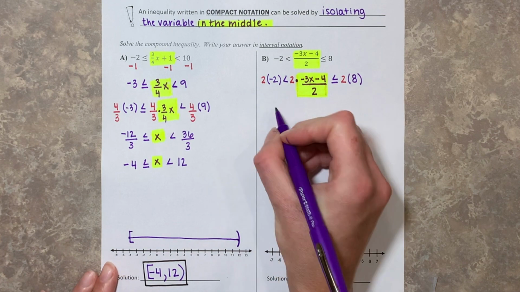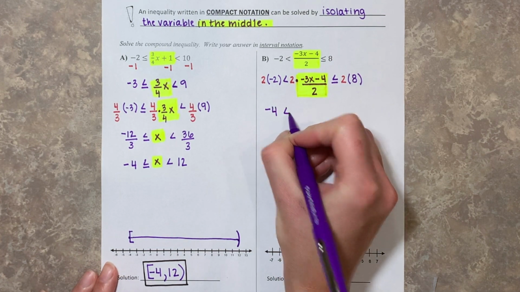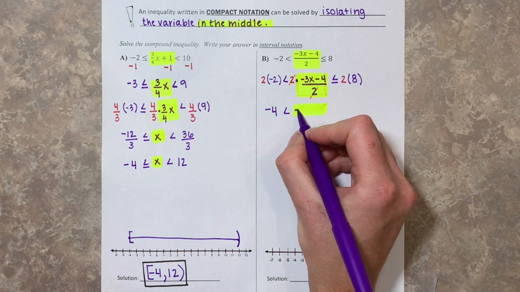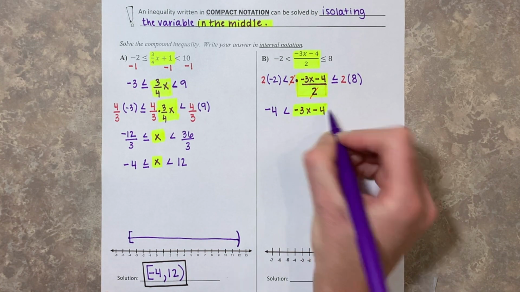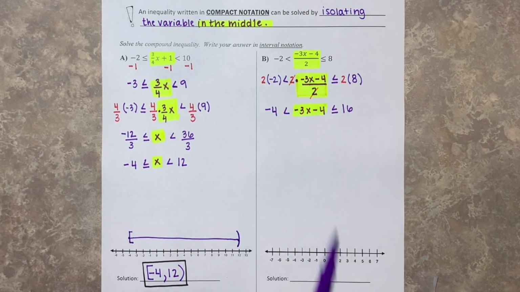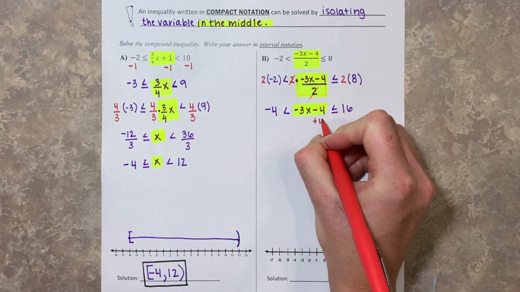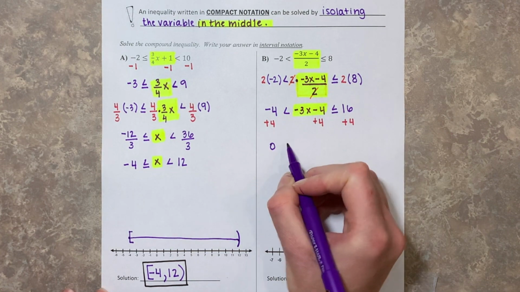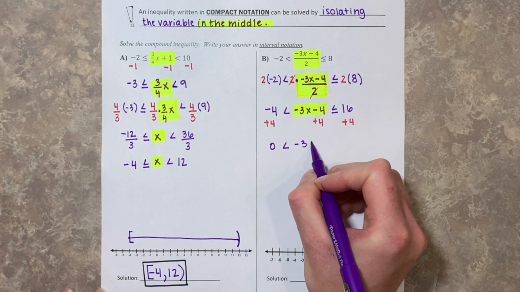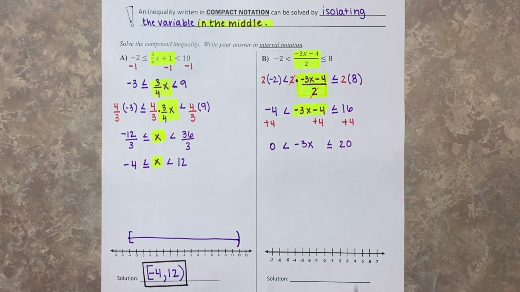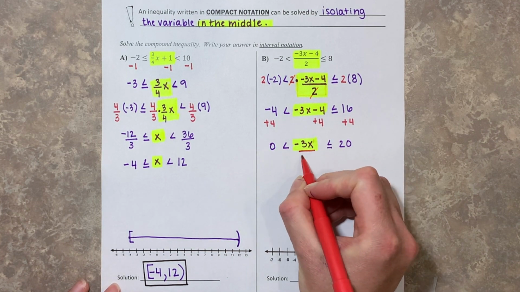Let's see, 2 times -2 will give us -4. These 2's will cancel, leaving us with -3x minus 4 is less than or equal to 16. We still need to isolate x, so let's add 4. That will leave us with 0 is less than -3x is less than or equal to 16 plus 4, which will give us 20. And the last step to isolate x in the middle will be to divide by -3.